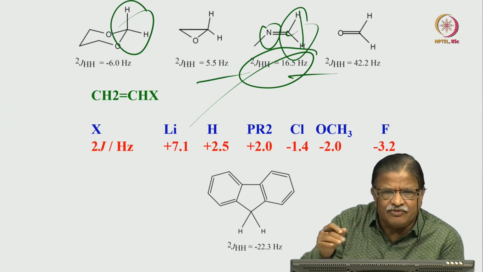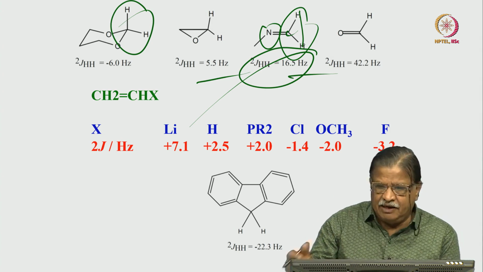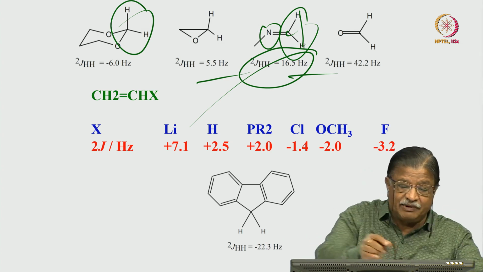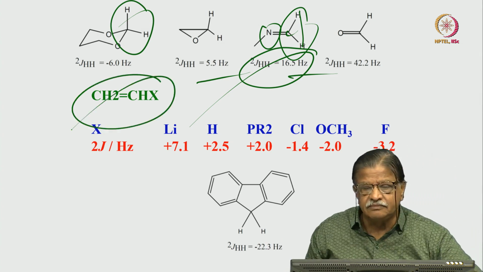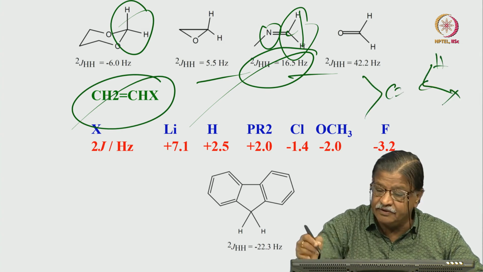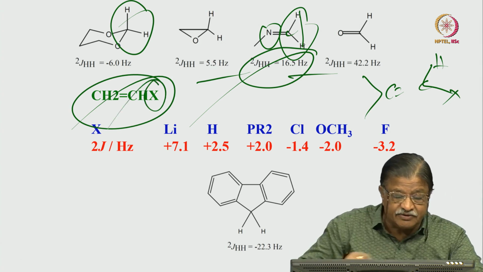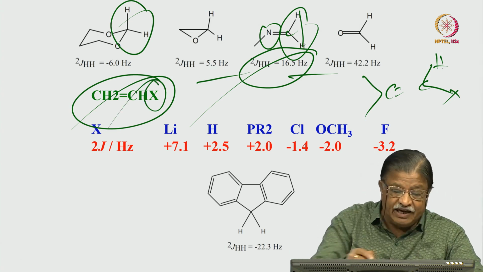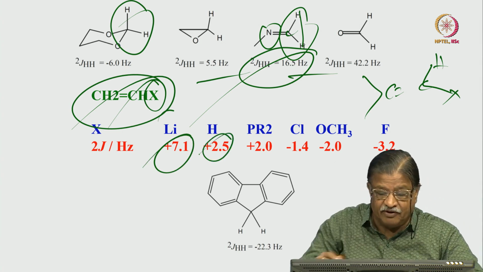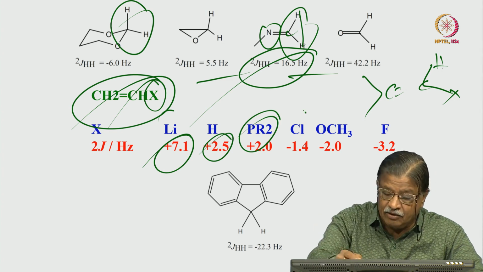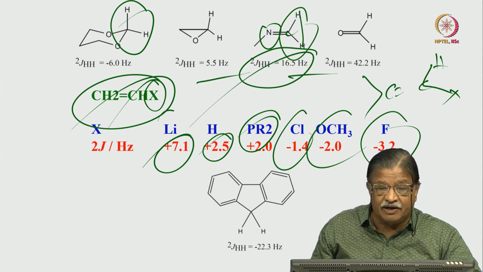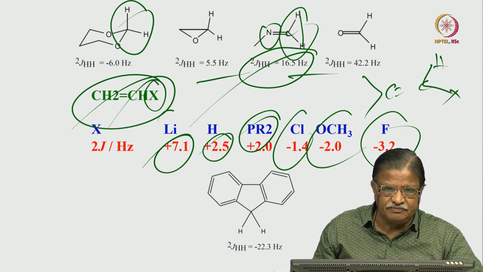It depends upon varieties of substitution and varieties of parameters like HCH bond angle, etc. Take an example of CH2=CHX. Very easily you can write a structure like this, H and X. Now, depending upon the substitution of the X, 2 bond coupling can be different. If X is lithium, 7.1 hertz; X is a proton, geminal coupling is 2.5; something else, let us say chlorine, OCH3, fluorine, it is different, couplings are different, that depends upon the substituents.